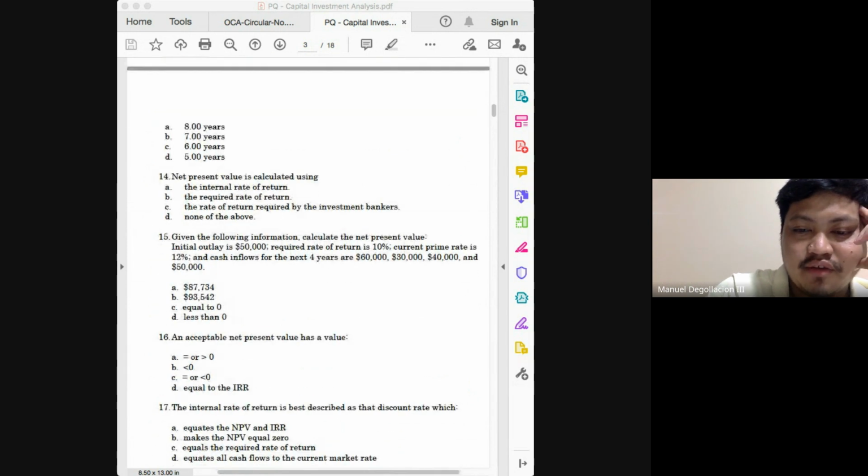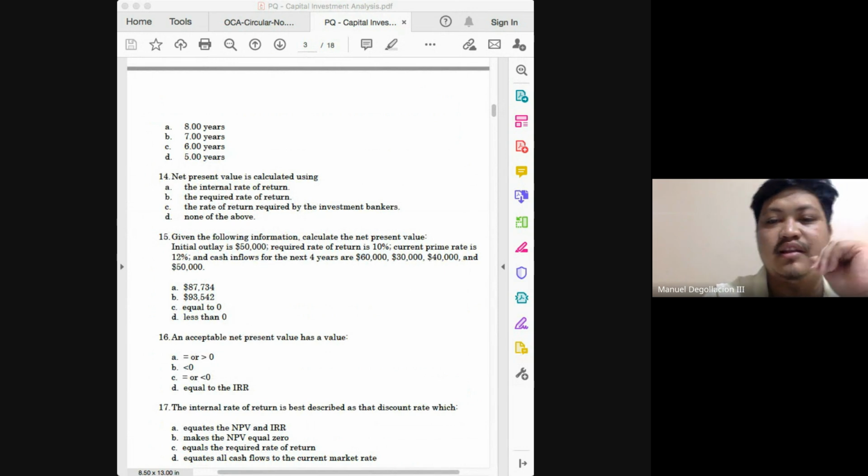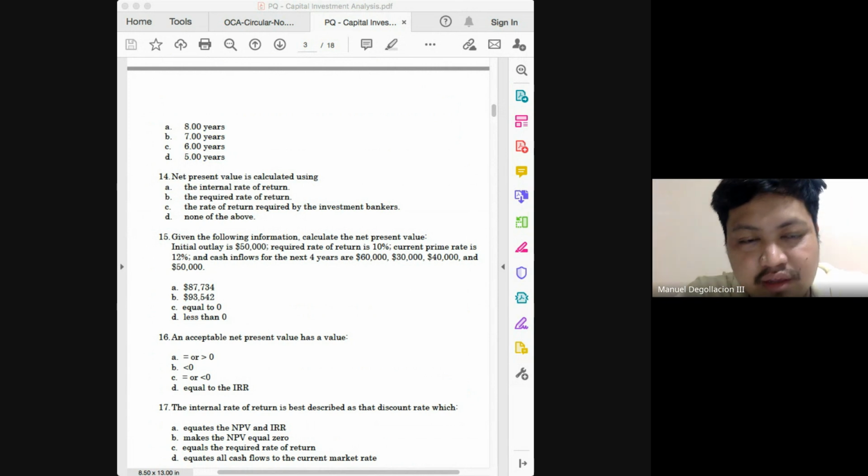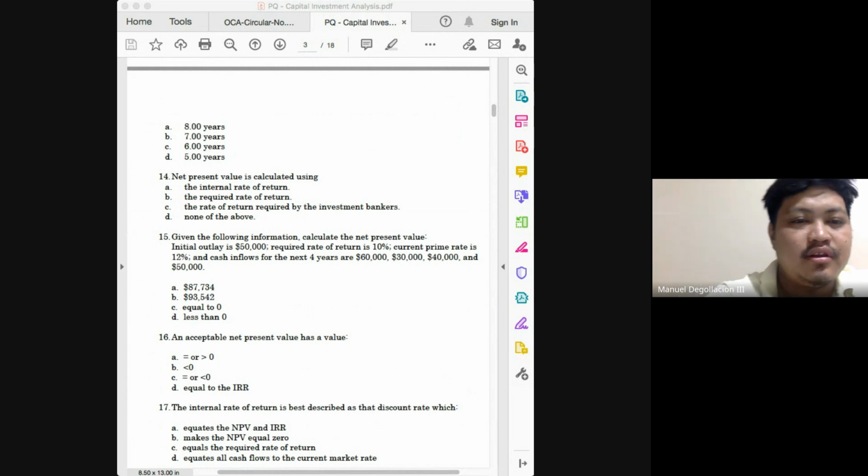Next, net present value is calculated using, you're asked what rate is used to get the present value of the inflows and outflows. The answer would be the required rate of return. So you use the rate of return required by the company. And normally, what will be used in the problems as the required rate of return would be your hurdle rate or your WACC or your weighted average cost of capital. Okay. So the answer again in number 14 would be Bravo.